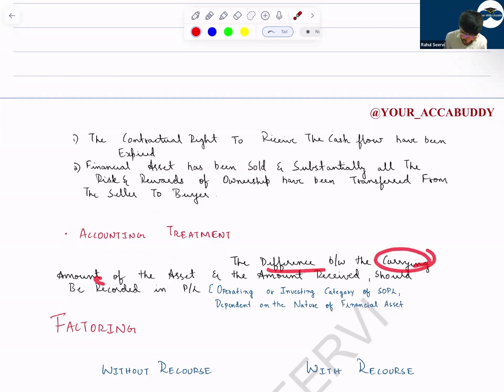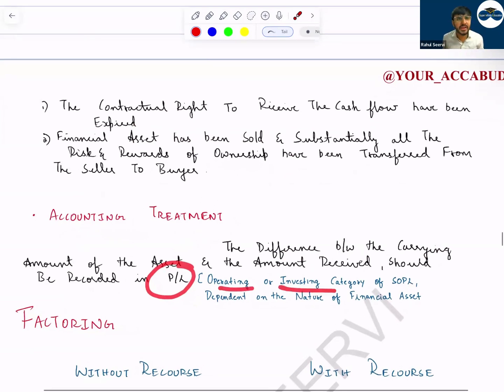The difference between the carrying amount and the amount which you receive will be a gain or loss. It should be recorded in P&L. So which category? Operating or investing category? Operating category for receivables, all these items. Investing, if you have invested in loan notes, debentures, bonds, it will go by the nature of the financial asset.